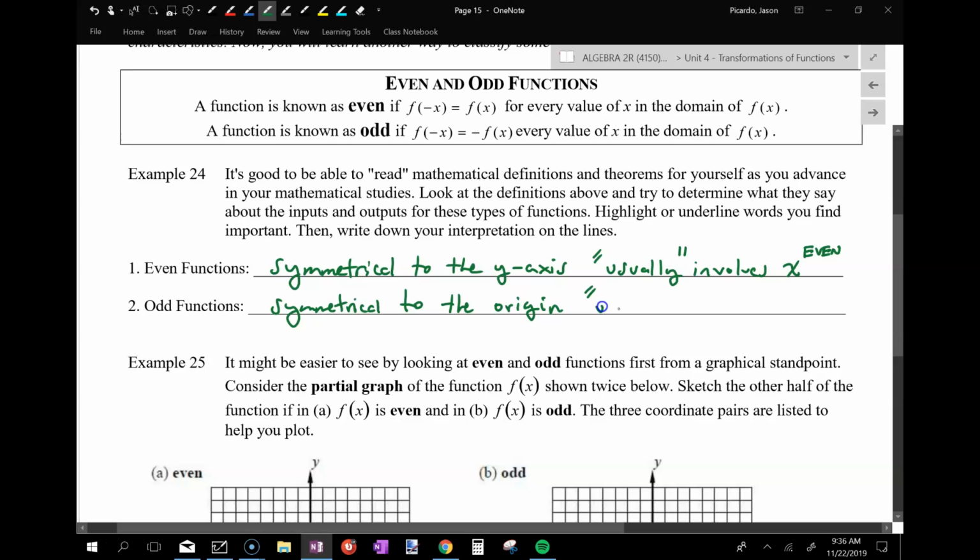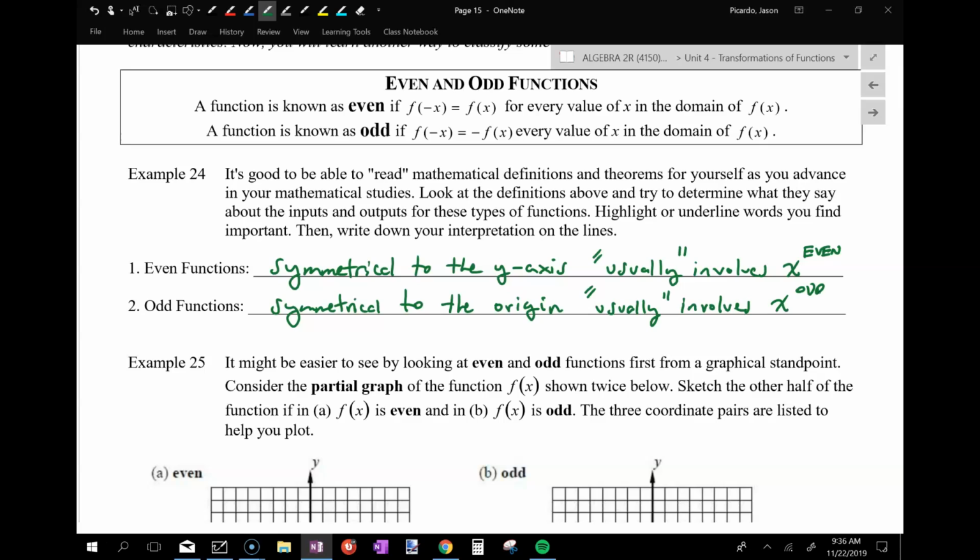It usually involves x to an odd power. Again, usually. It doesn't have to, but usually does. Hence the phrase even and odd function, right? Hence the phrase even and odd function.